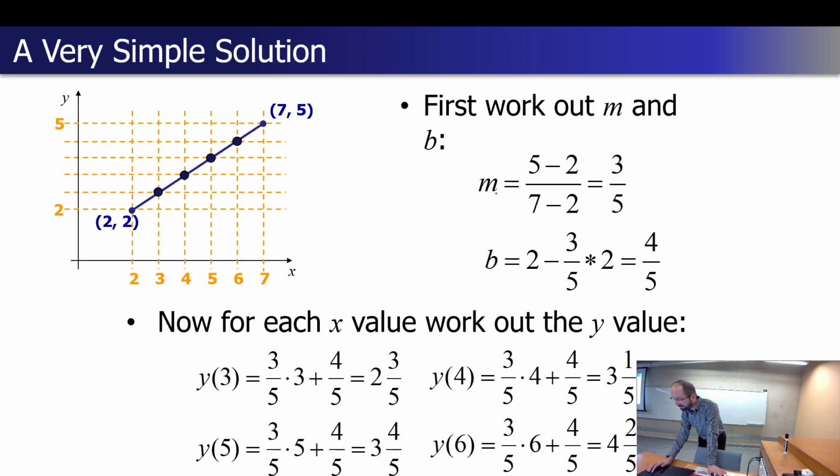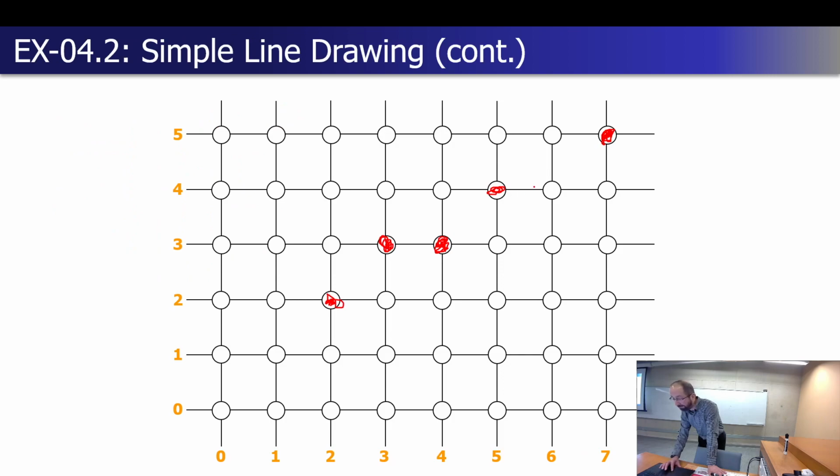Finally, for x equals 6, we get y equals 4 2/5. That rounds down to 4. And we wind up with a line that looks something like this. Again, this is very much zoomed in on our pixel grid. It's never going to look good that much zoomed in. But that's what directly plugging into the slope-intercept form of our line equation gives us.